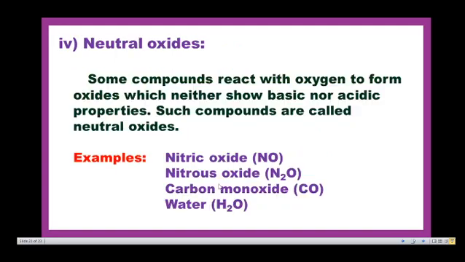Neutral oxides. Some compounds react with oxygen and produce neutral oxides. That means they are neither basic nor acidic in nature. For example, nitric oxide, nitrous oxide, carbon monoxide, water, these are all neutral oxides. They are neither basic nor acidic. So, both litmus papers have no effect on neutral oxides because they are neutral in nature. They do not have any basic or acidic properties. So, that is a neutral oxide.